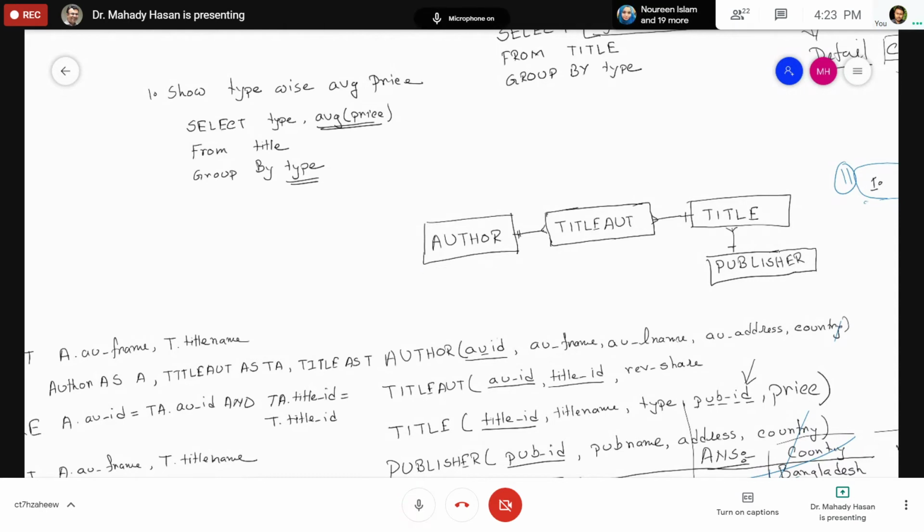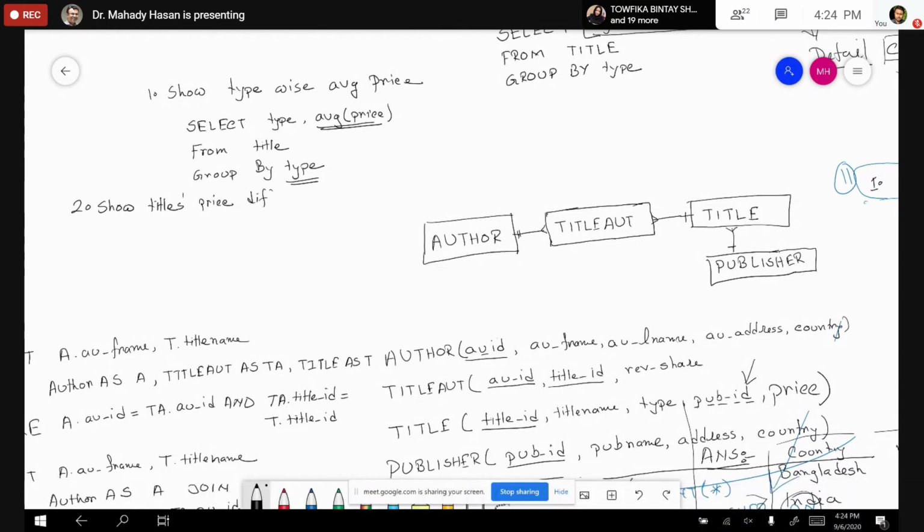Okay, now let me write another query. Show titles price difference with respect to average price.